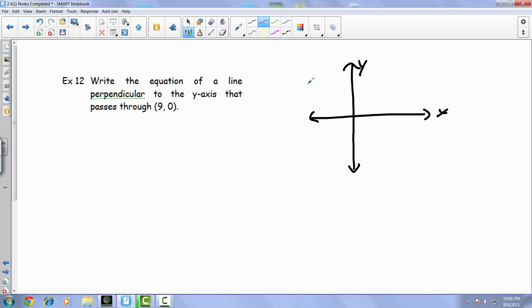In other words, here's our y-axis. We should be seeing a line that's perpendicular to it, thus creating that 90 degrees. But it has to also pass through this point (9, 0). So (9, 0), we could say is right over here. Now again, this line has to be perpendicular with our y-axis, but also pass through that point.